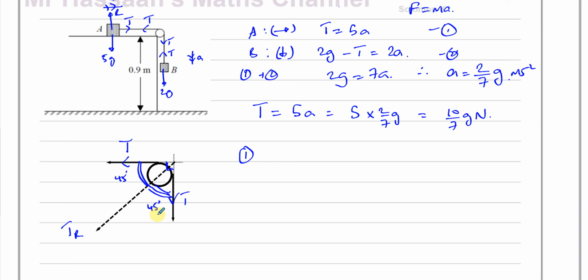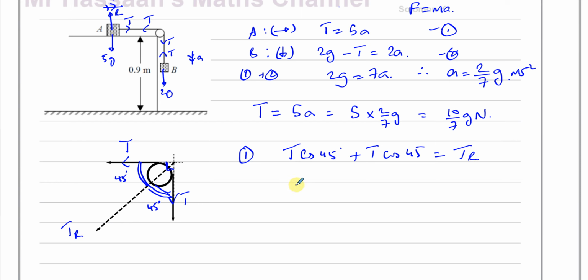So what I would do is resolve this force in this direction. We have to go into the angle to find the resultant force of this in this direction. So that's going to be T times cosine 45. That's the force resolved in this direction. And then here you've also got T times cosine 45, because you're going to go into the angle. So T times cosine 45 twice will give you your resultant force.